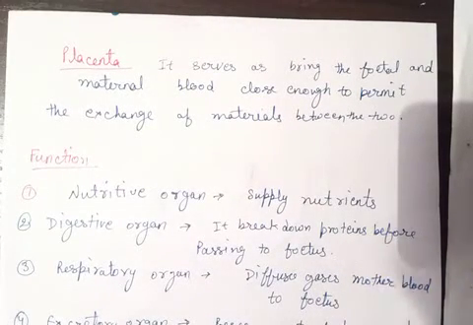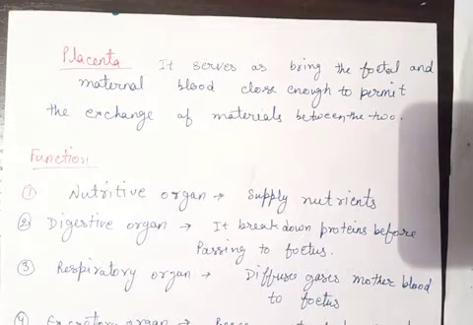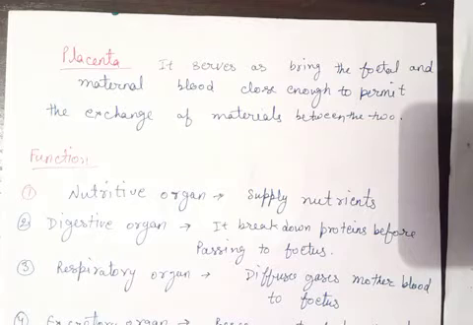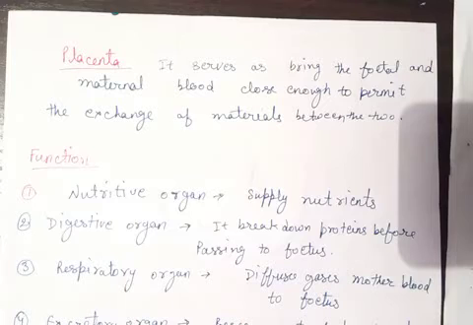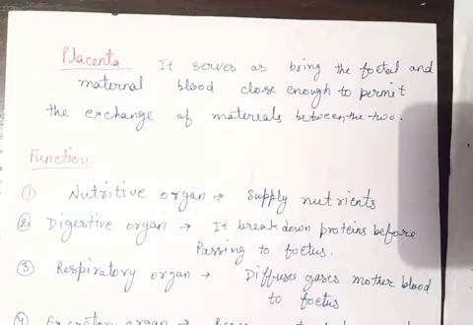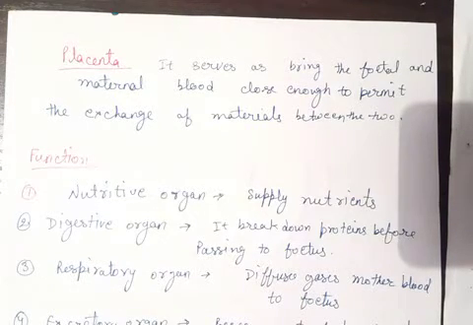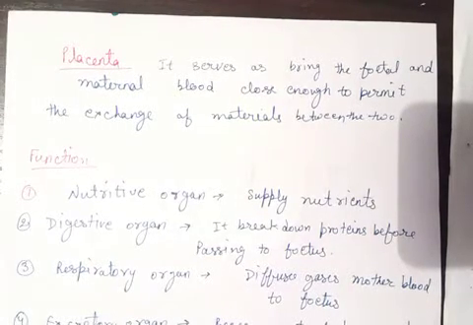Now, in this lecture, we will discuss what the placenta is and its functions. The placenta serves to bring the fetal and maternal blood close enough to permit the exchange of material between the two. It is a connection between the maternal blood and the newly growing fetus. It is a cord-like, tube-like structure which connects the fetus to the mother's blood.